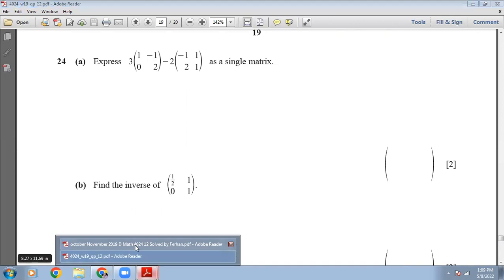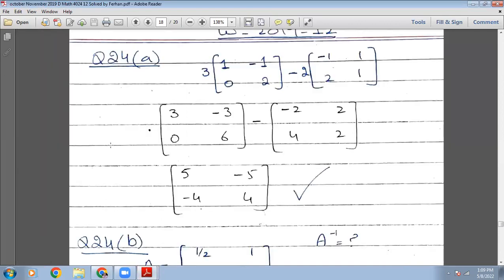A very simple and straightforward question, 2 marks. When 3 multiplies, it will multiply with all the members in this matrix: 3, -3, 0, 6. Don't take the negative inside, just take the 2 and multiply it: -2, 2, 4, and 2. Then you can subtract. The corresponding members are subtracted. So 3 minus -2 will become 5.